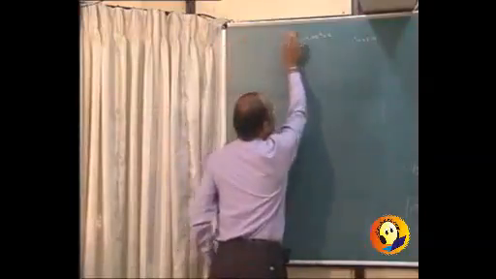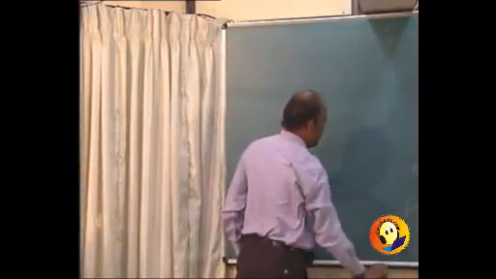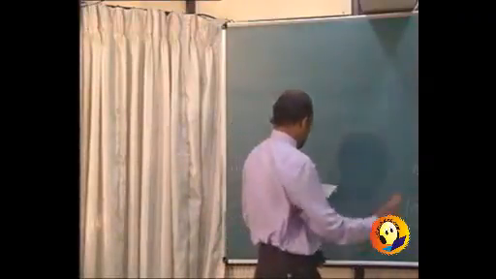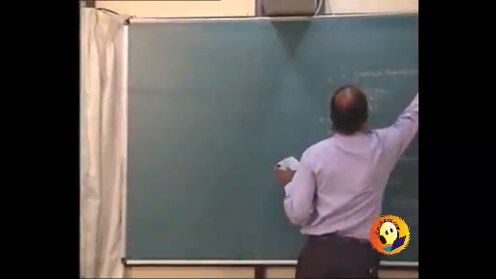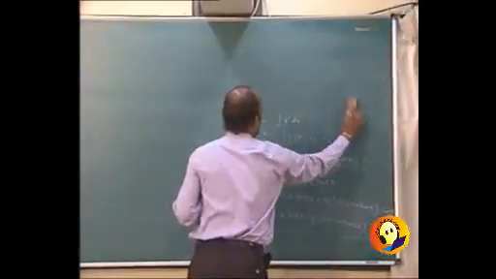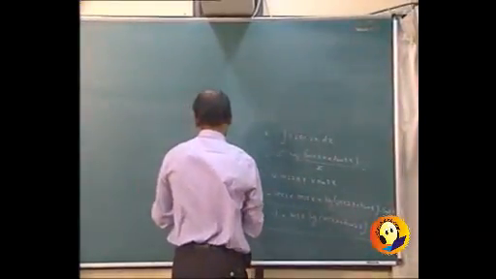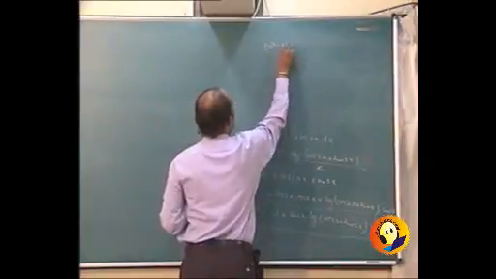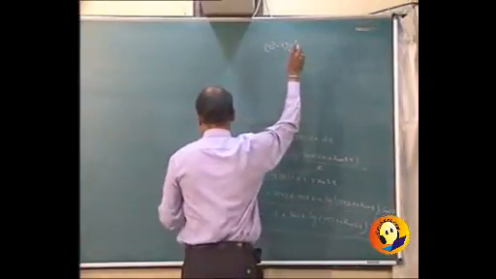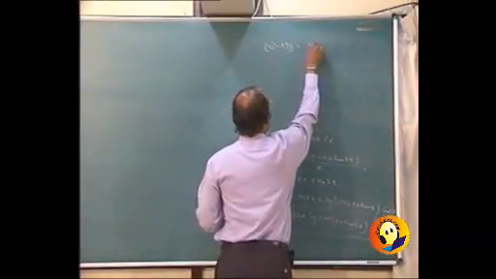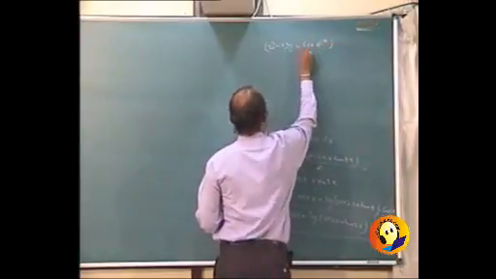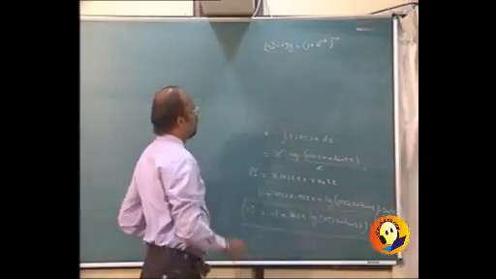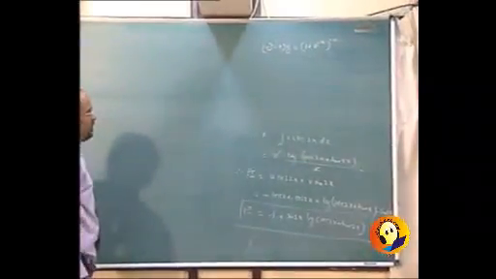Let us proceed to solve the next problem in the variation of parameters, which is given as d square minus 1 operating on y is equal to 1 plus e raised to minus x bracket raised to minus 2. Procedure remaining the same.